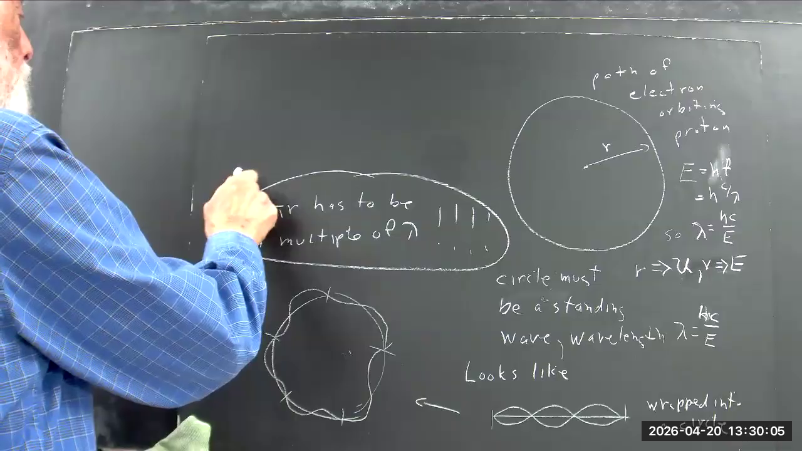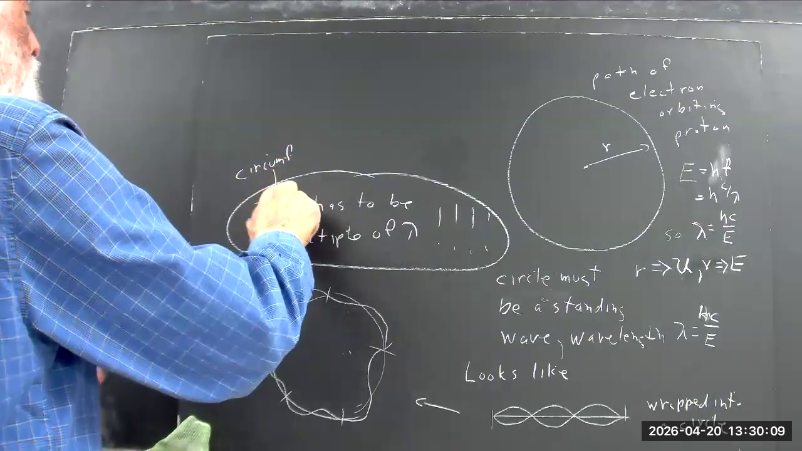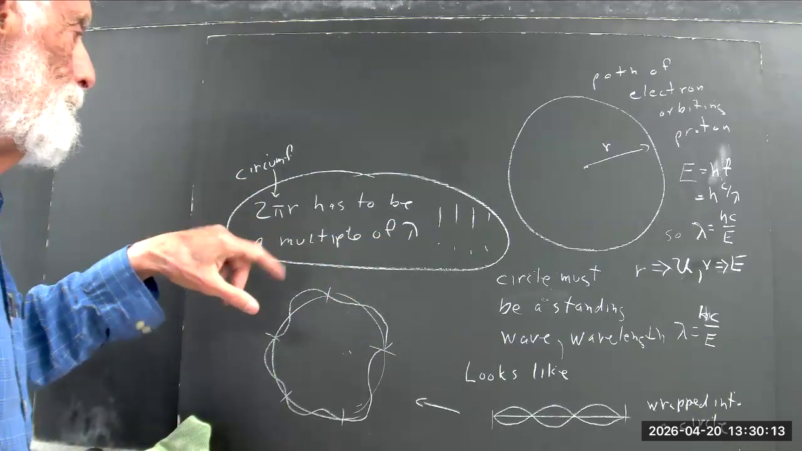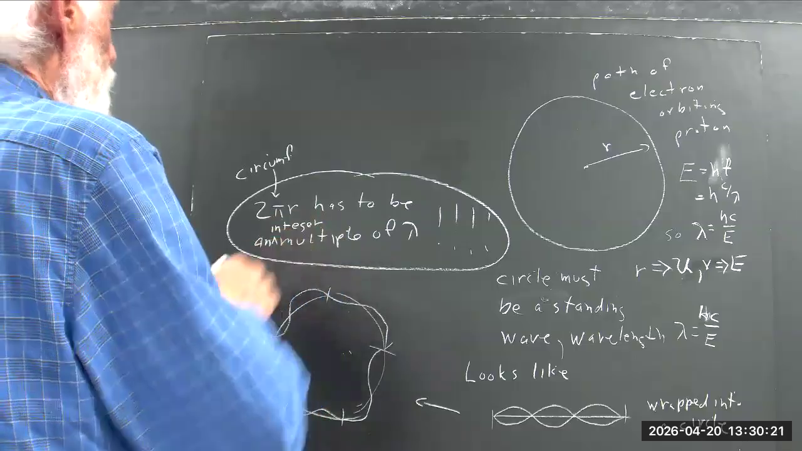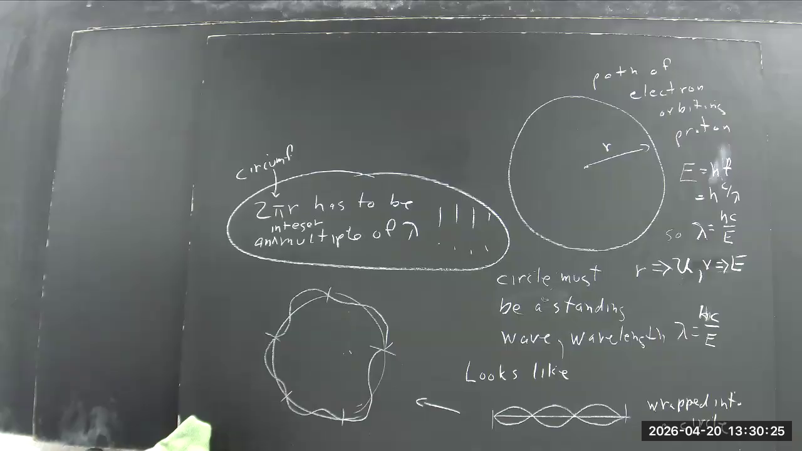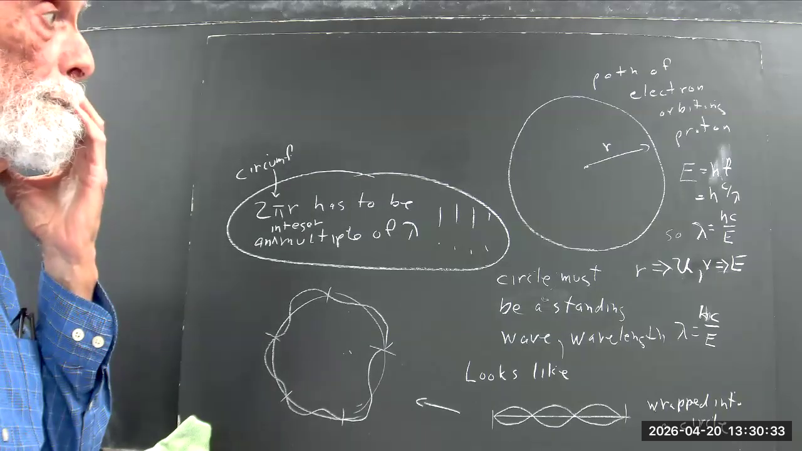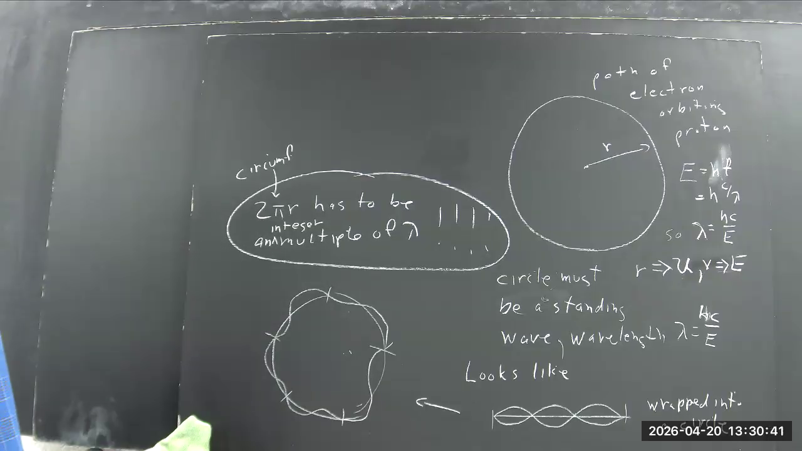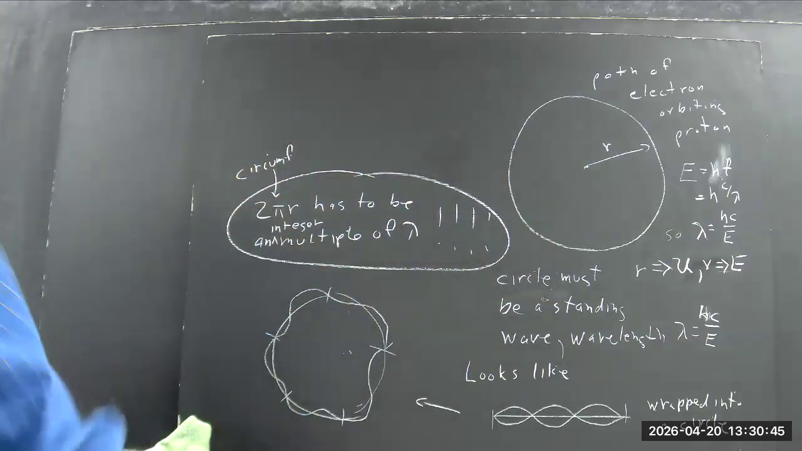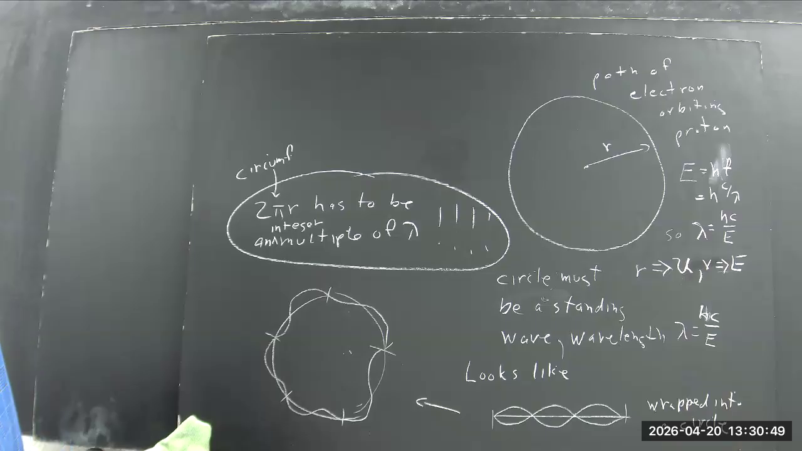Big deal. 2 pi r, the circumference, in order to have a standing wave, has to be, keep forgetting to write integer, an integer multiple of the wavelength. First several problems in set 7 deal with details of this picture, which you won't understand until you work through some of the details. But I want you to think in terms of the big picture and see how the details fit in to make it all work. And the details aren't that difficult.